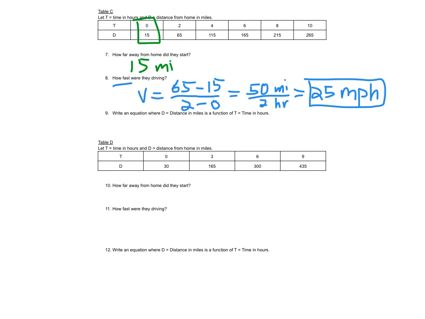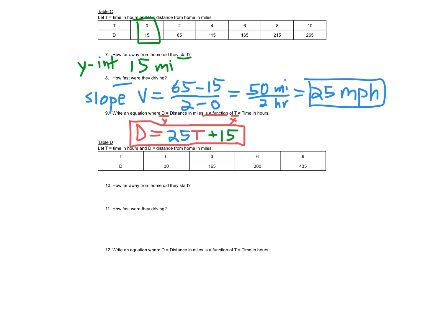Using my y-intercept and my slope, we can write my equation. D is a function of t. Again, makes D the y idea and t the x idea. So my equation is D equals my slope, which is 25, and my x idea, which is t here, and then my y-intercept, which is a positive 15, so plus 15. So my equation number 9 is D equals 25t plus 15.